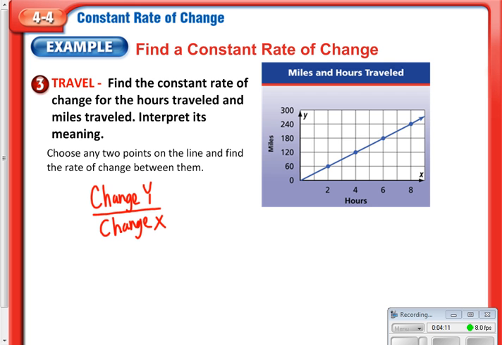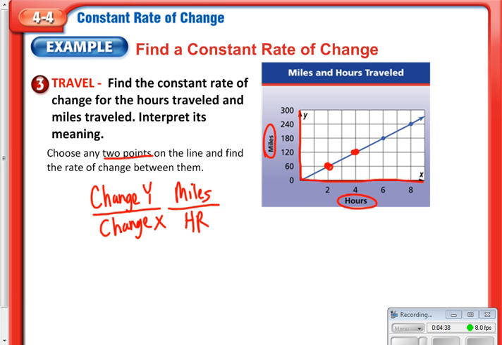Now, your y value is your vertical axis, and this is talking about miles. So miles will be on the top part of that fraction. The x-axis is talking about hours. So hours will be a part of the bottom. Now, it says choose any 2 points on this graph. So we're able to select any 2. So I'm going to go ahead and just select 2 points now. I'll use this point and that point, and I can use any 2.